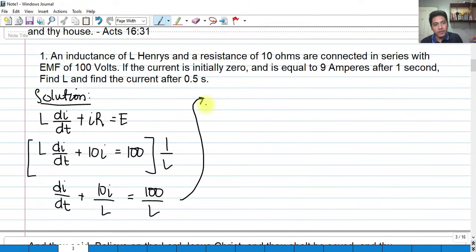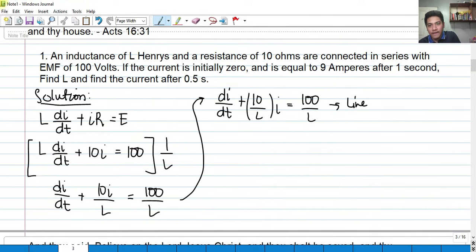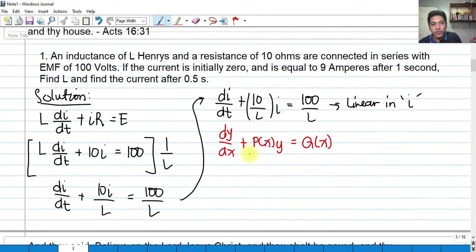So as you can see here, this is a linear equation. If I'm going to rearrange this such that I'm going to isolate I, that is now linear. This equation now is linear in I. So if you are going to recall from our previous study, we have the linear in Y in the form of this. So it's not always variable Y and variable X. In the application, we will be having I and T here.